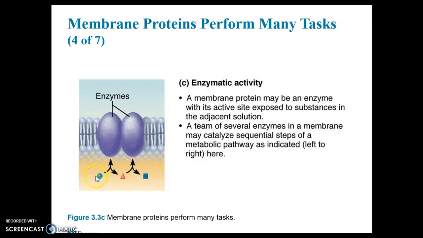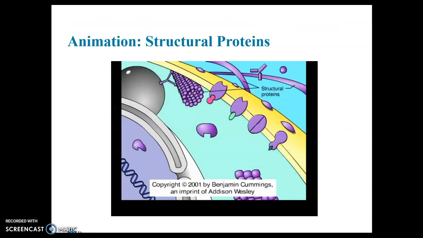So there's a green molecule that once it binds to the active site on the enzyme is converted to this red triangle molecule, and then the red triangle molecule, this is like a cascade event, is converted to the blue square, whatever that molecule is. So enzymes catalyze chemical reactions, and there are enzymes that reside in the plasma membrane.